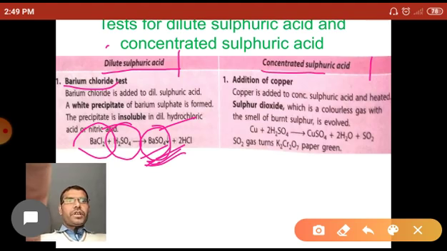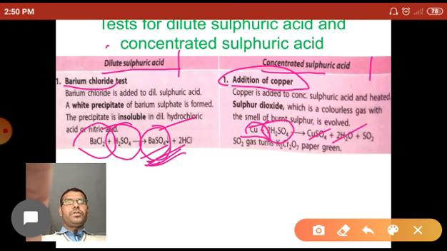Now the test for the concentrated sulfuric acid. Addition of copper. Add some copper to the conc sulfuric acid and heat the mixture of copper and conc sulfuric acid. After heating, we can observe a burnt smell of sulfur that evolved during that reaction. So the copper reacts with conc sulfuric acid, not the dilute sulfuric acid, and produces copper sulfate, H2O and sulfur dioxide.